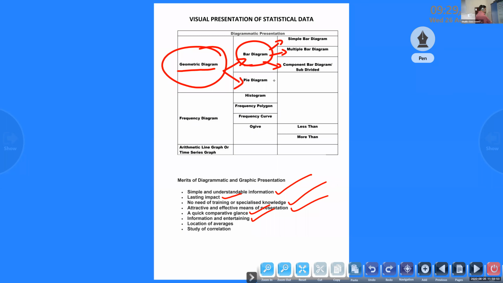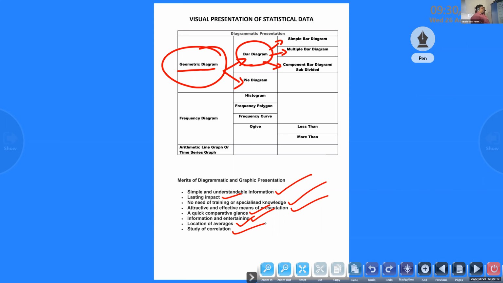Nothing more than that. Next one, location of averages. Without any calculation or any mathematical formulae, we are able to find the averages from this kind of diagram. Next one, we can always study the correlation between different sets of data.